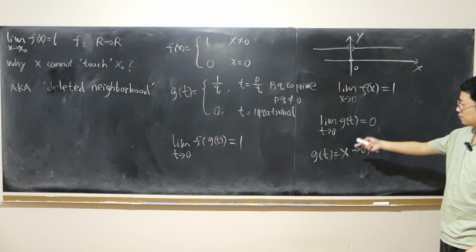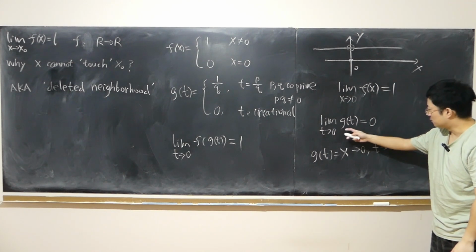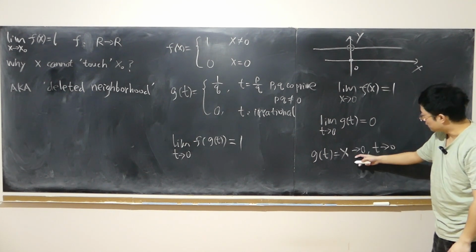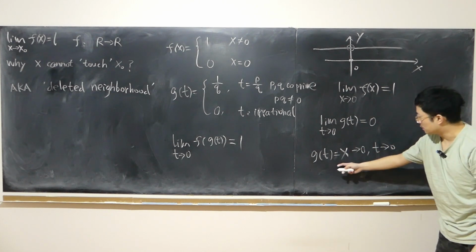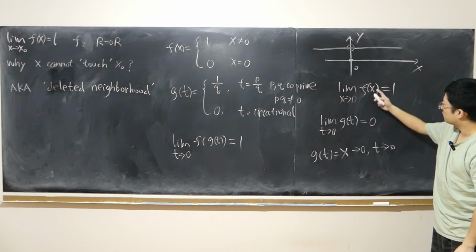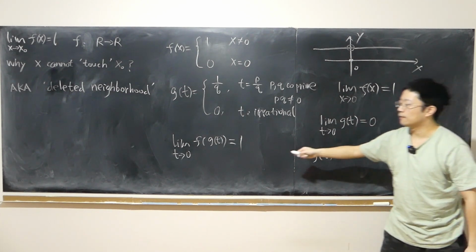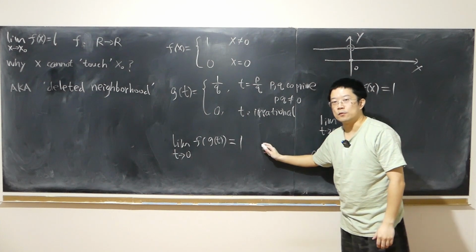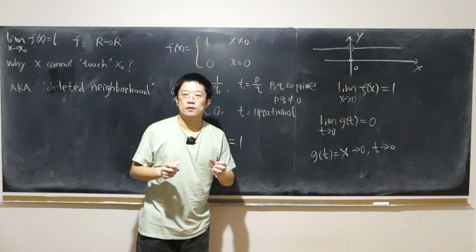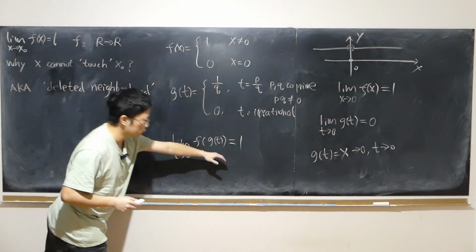According to the composite function, t approaching 0, g approaching 0, so g is essentially x inside f. X is approaching 0, that's approaching 1, yeah. Is it equal to 1? Pause the video for a second, think about it. The short answer is no. The limit is not 1 at all.